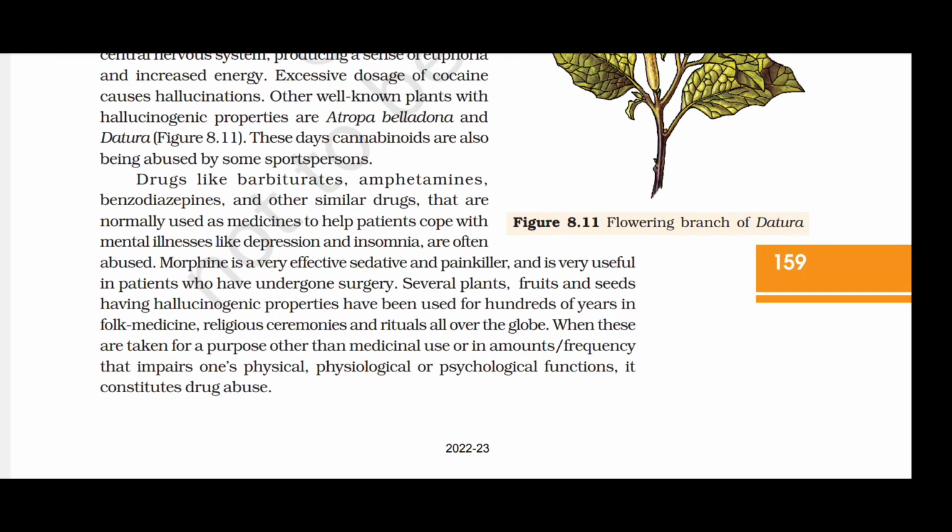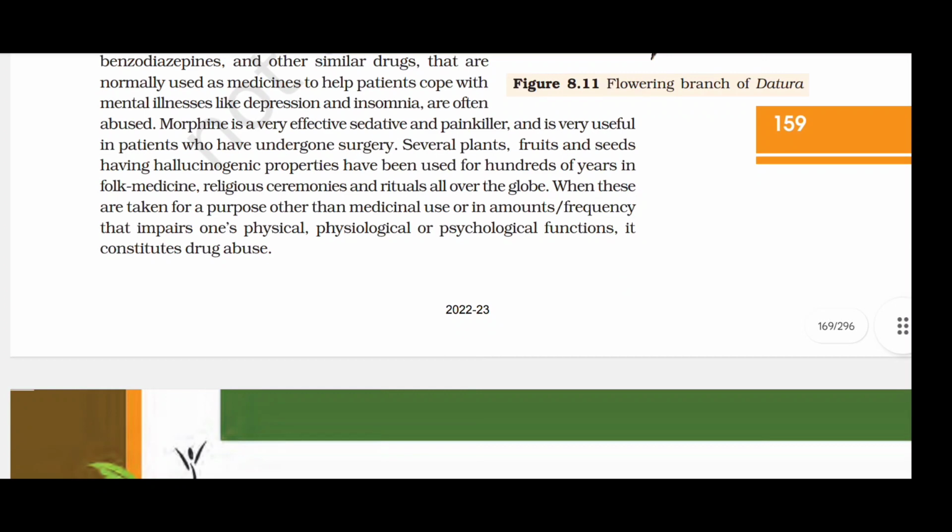Morphine is a very effective sedative and painkiller and is very useful in patients who have undergone surgery. Several plants, fruits, and seeds having hallucinogenic properties have been used for hundreds of years in folk medicine, religious ceremonies, and rituals all over the globe. When these are taken for a purpose other than medicinal use, or in amounts or frequency that impairs one's physiological or psychological functions, it constitutes drug abuse.